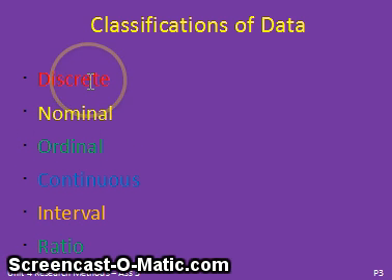The first one being discrete. Discrete data is very simple data. It has no specific values. This is generally classed as yes or no, or male, female. So you only have two options, and it's very, very simple data.